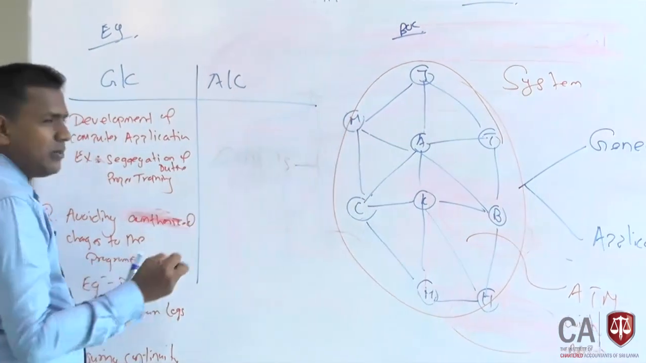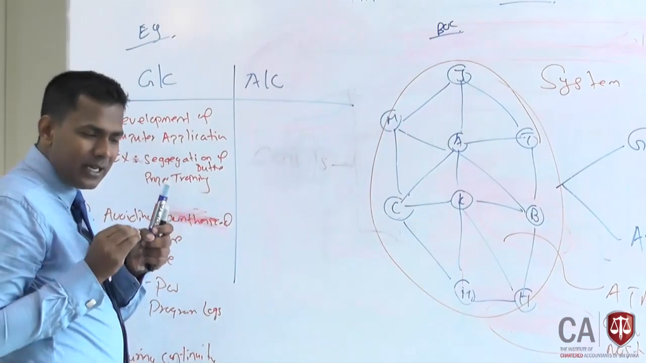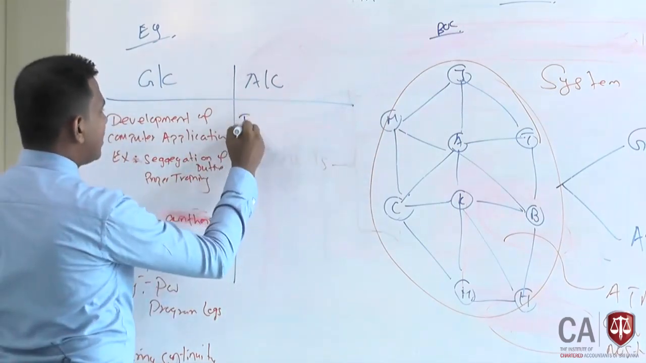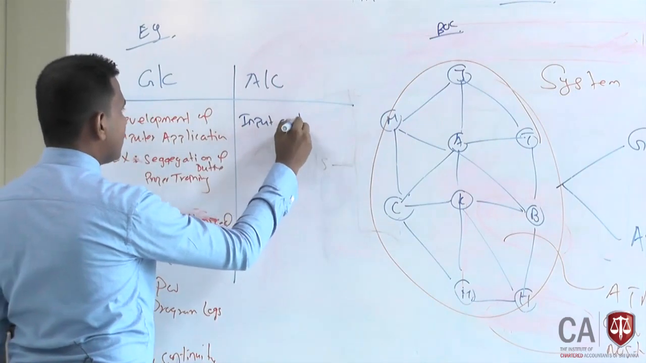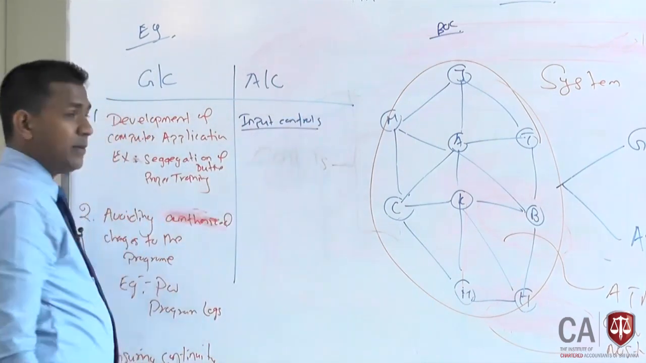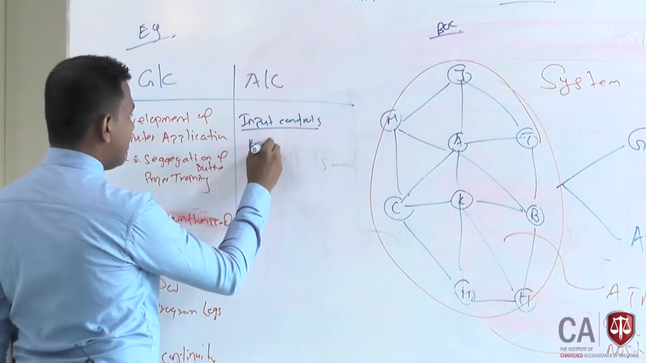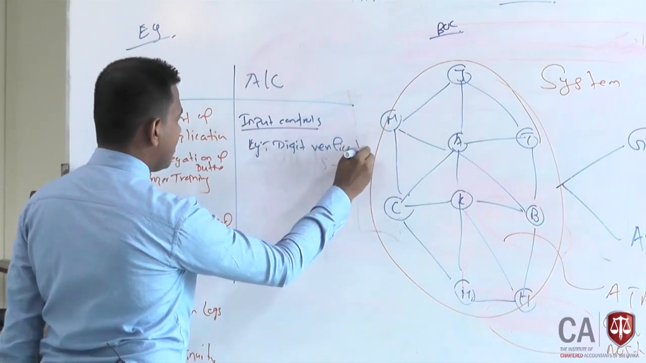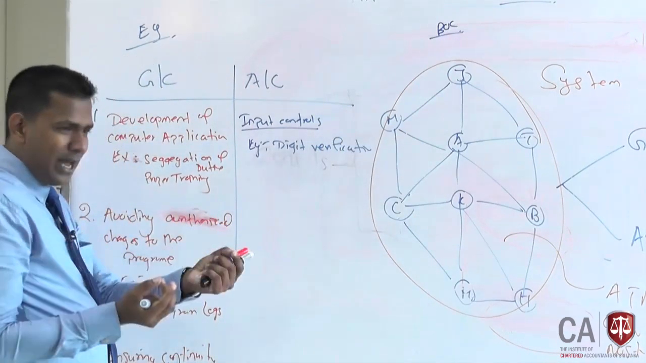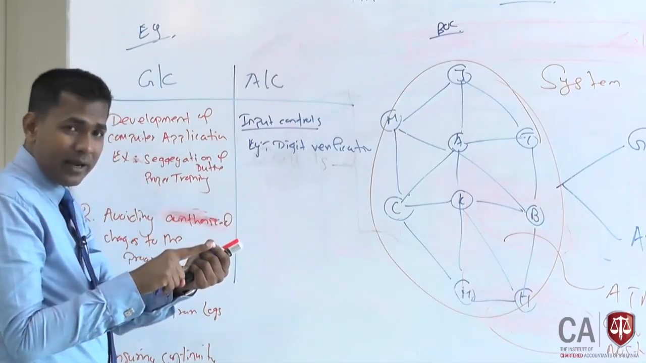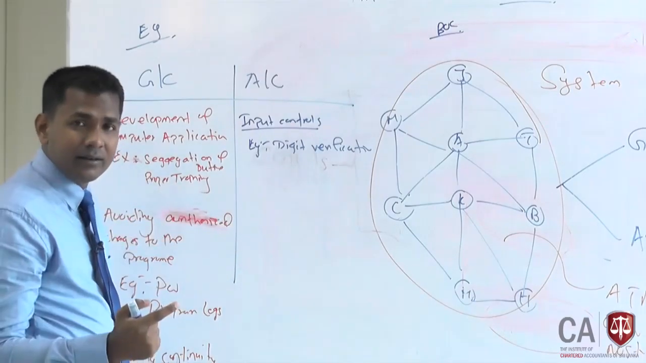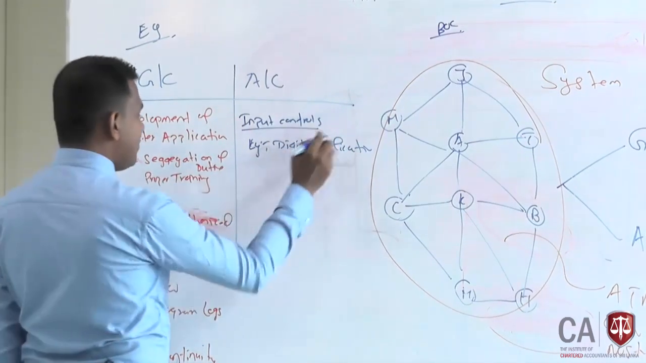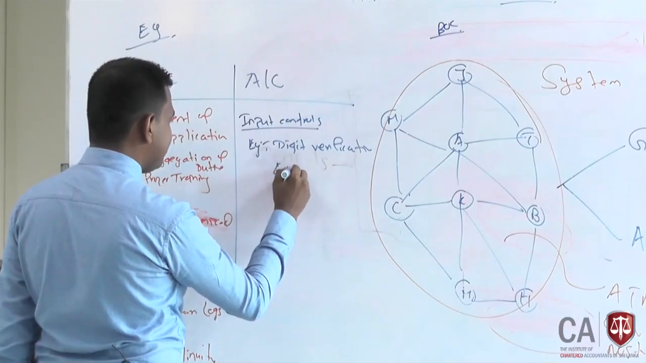But when it comes to application control, a few examples. Application control means it is very limited to 1 or 2 applications. Example, input control. In an application, there can be input control. Example, digit verification. What is that? I told you about the NIC number. For a particular application, if your NIC number is required, you can't enter more than 10. Automatically the system rejects. That is digit verification. And there will be another example, existence checks.